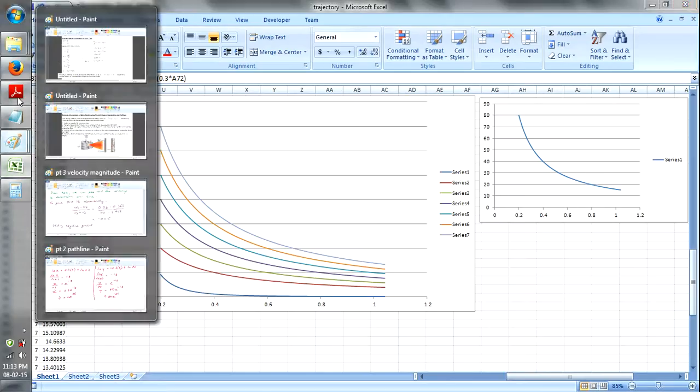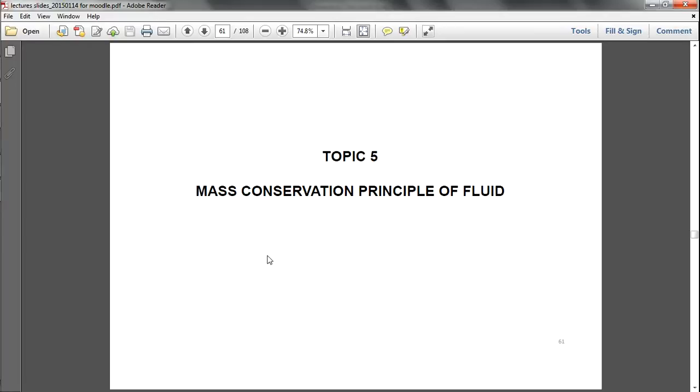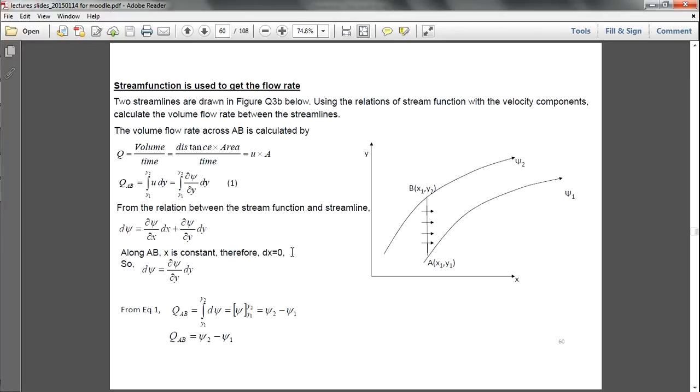So in the next video, I'll just do a quick talk on this one. Okay, stream function is used to get the flow rate. Then we'll do a summary in the last video, and we'll call it a day.